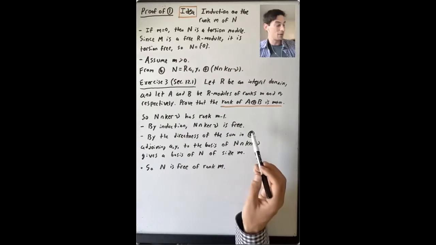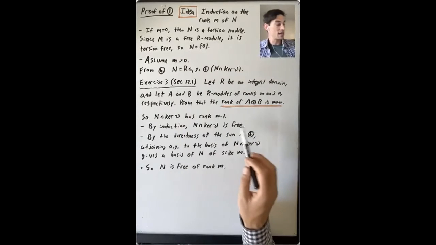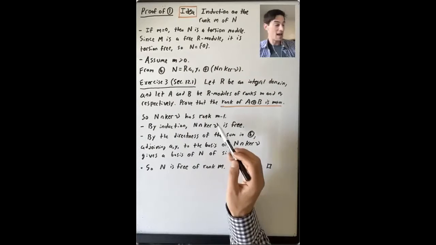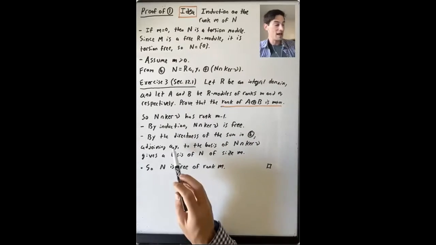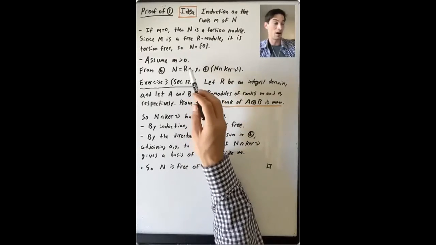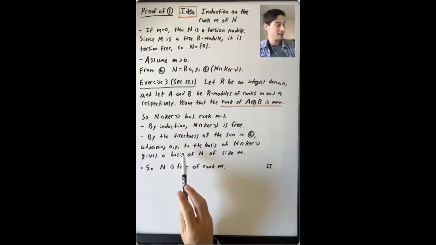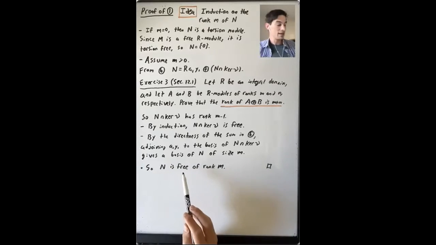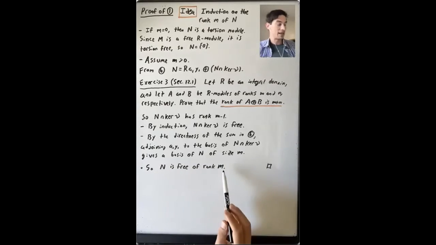And because of this direct sum, if you take a basis for N intersect the kernel of nu that has m minus 1 elements in it, and you add a1 y1, which is clearly a basis for R a1 y1, then what you get is a basis of N of size m. So N is a free R-module of rank m.